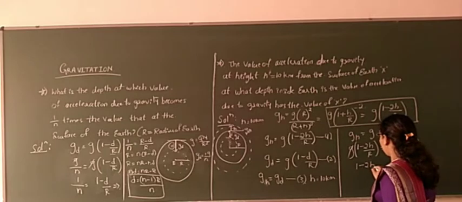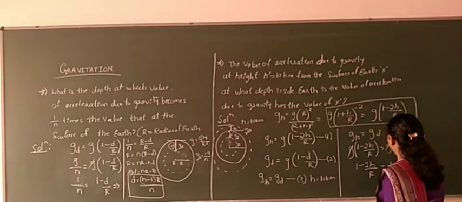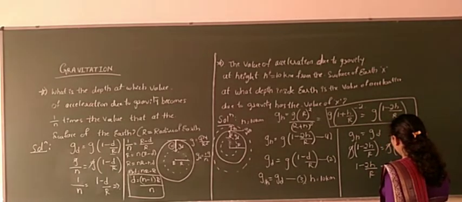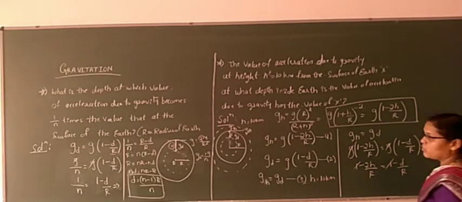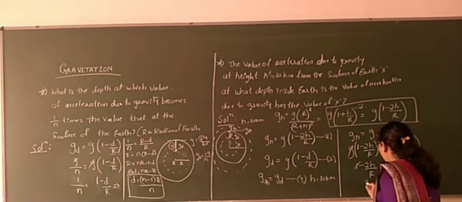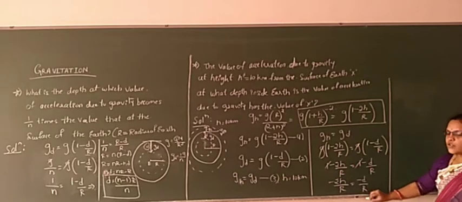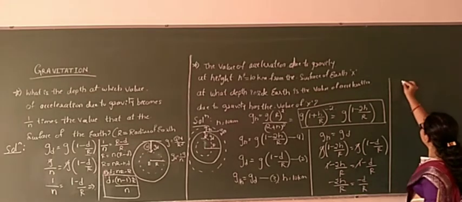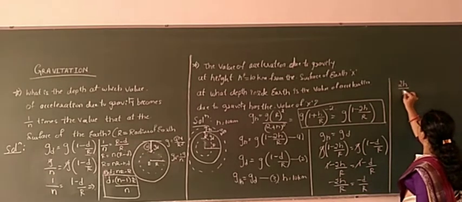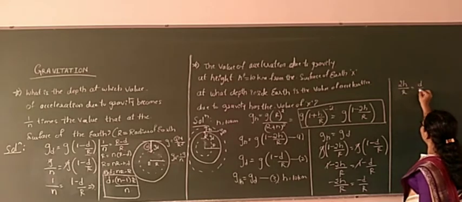Remains with the 2H by R, that is equal to 1 minus D by R. So here the 1s will also get cancelled with each other. Now it is minus D by R, so the minus sign also gets cancelled here. Remains with 2H by R that is equal to D by R here.